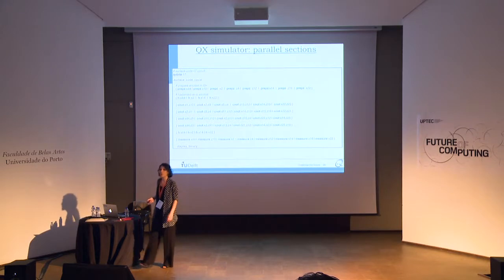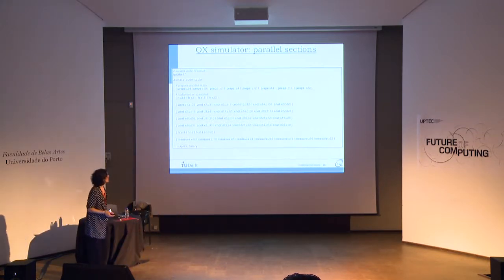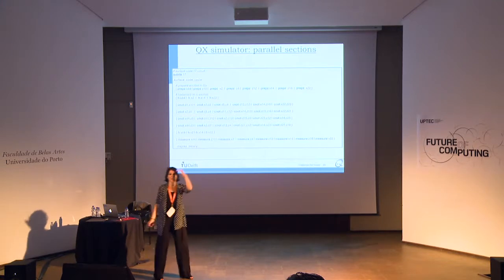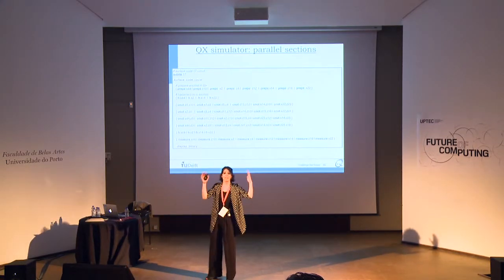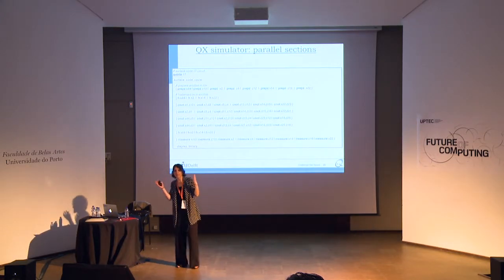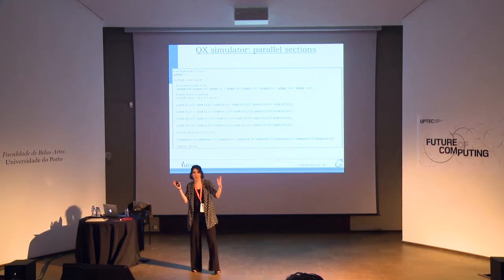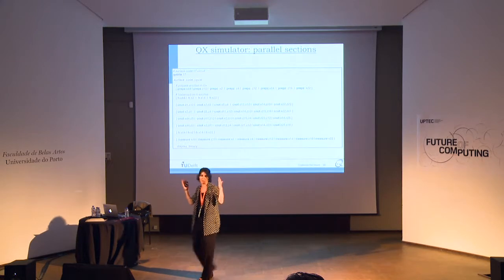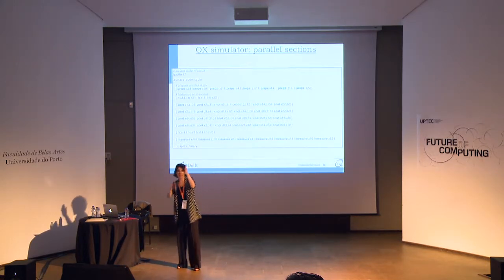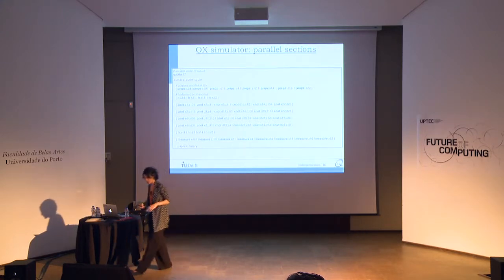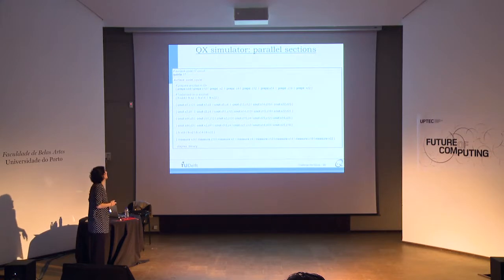I can also put parallel sections. For example, what it means here is that all these operations can be performed in parallel. You can just write them in a sequential way, or you can write them in parallel sections. But if you write parallel sections, you have to make sure those parallel sections are correct and you are not violating any dependency between instructions, because there are dependencies between them. It's not the same to do a Hadamard and a CNOT as a CNOT and a Hadamard, okay? But you can also write parallel sections in your code.